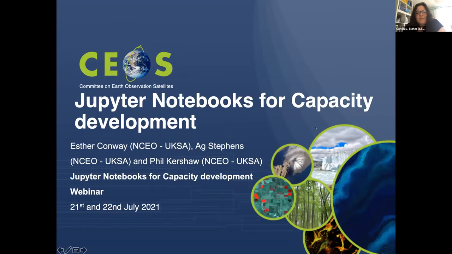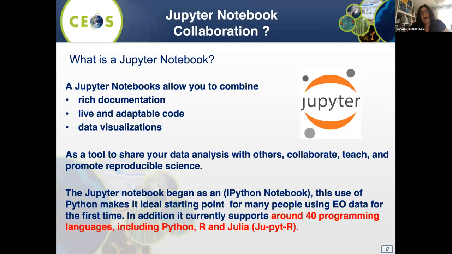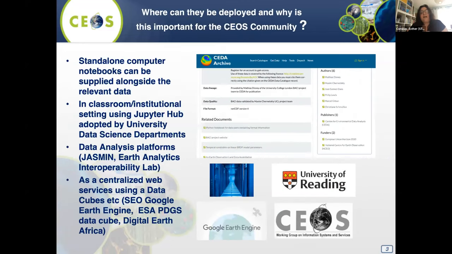Okay, so in this first 20-minute slot, I would like to give a quick summary of why this conversation started within CEOS and why we think Jupyter Notebooks are a very useful thing for capacity development. So for some beginners that we might have attending the webinar, the basic summary of a Jupyter Notebook is that it is software that allows you to combine rich documentation with embedded code. It's normally Python, but Jupyter Notebooks do in reality support over 40 different programming languages and help you to produce data visualizations, and they run in a number of different forms.